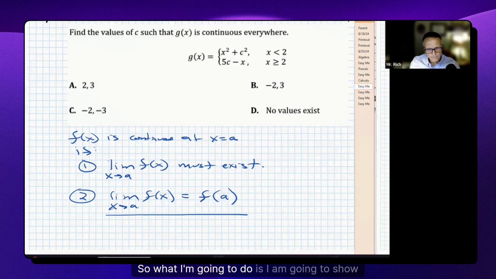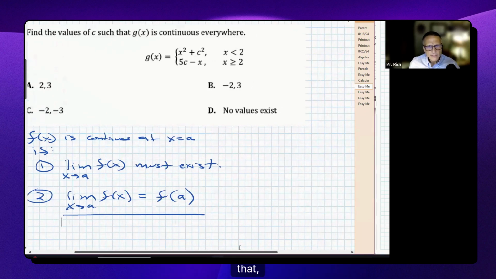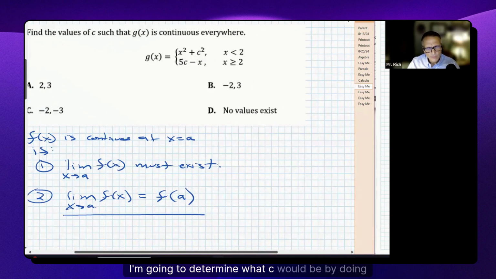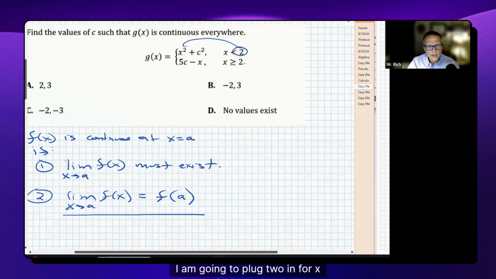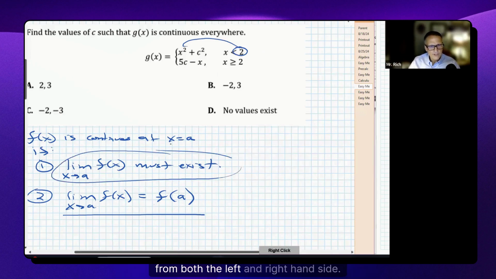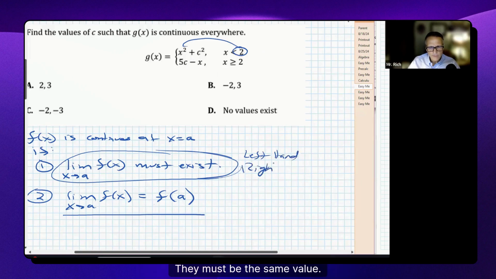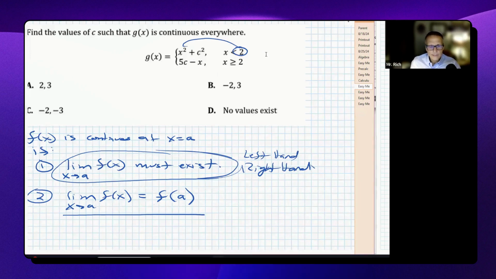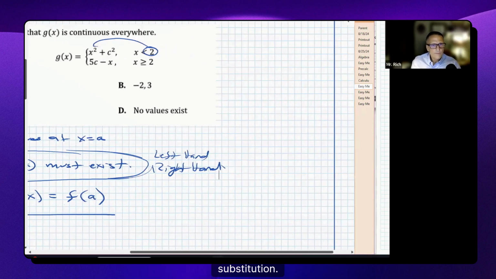So what I'm going to do is determine what C would be by doing this. I'm going to plug 2 in for x in both of these and set them equal to each other, because I want the limit to exist from both the left and right hand side. Remember, for that to be true, we have to check both the left hand limit and the right hand limit. They must be the same value. And so for this function to be continuous, I'm doing the left and right hand and evaluating the limit by direct substitution.